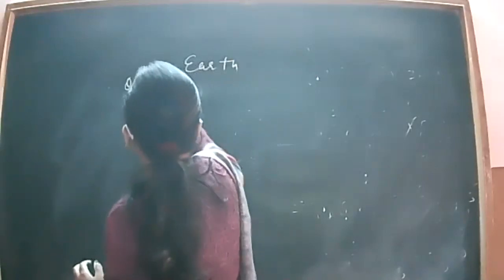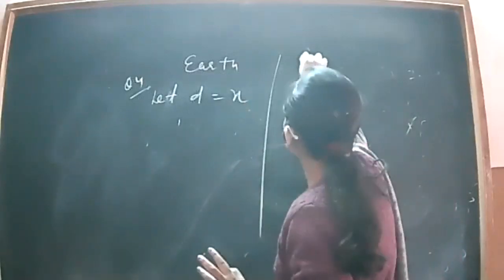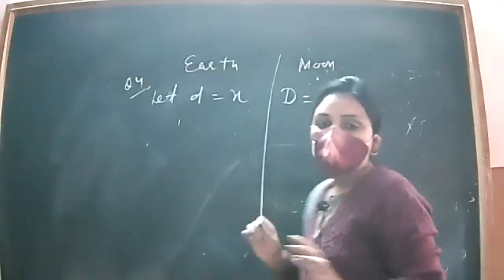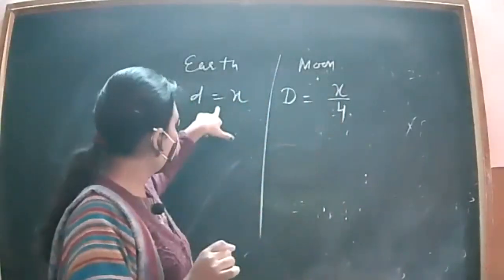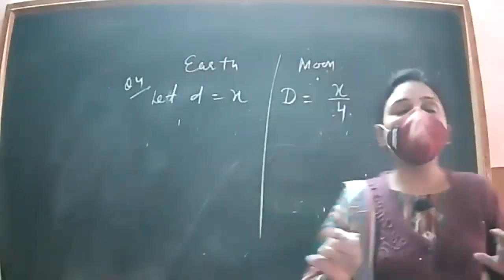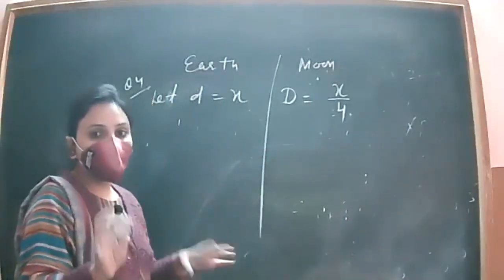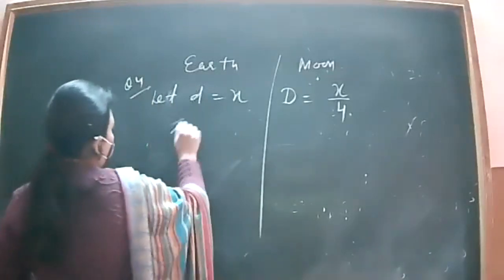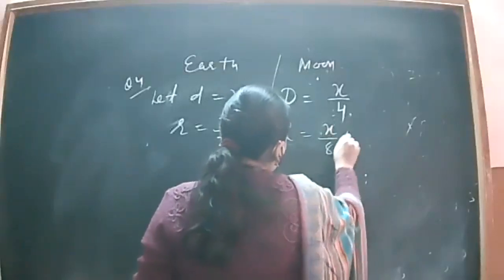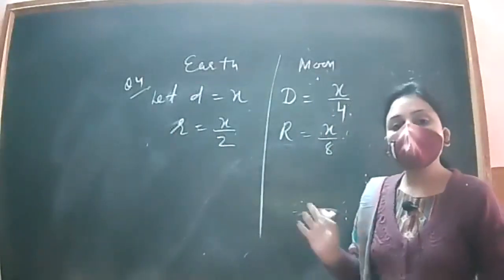Let the earth's diameter be x. For the moon, capital D is 1/4. The diameter of the moon is 1/4 of the diameter of the earth. Whatever relation between the diameters is given, accordingly, if the earth's diameter is x, then the moon's diameter will be x by 4. So let us see their radii. The radius will be x by 2 and here capital R will be x by 8. So here the radius is x by 2 and here the radius is x by 8.